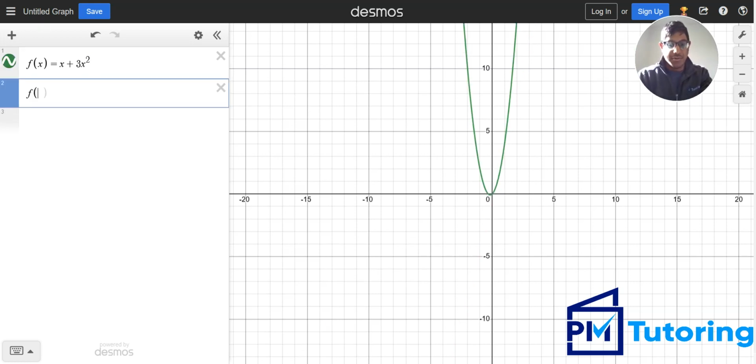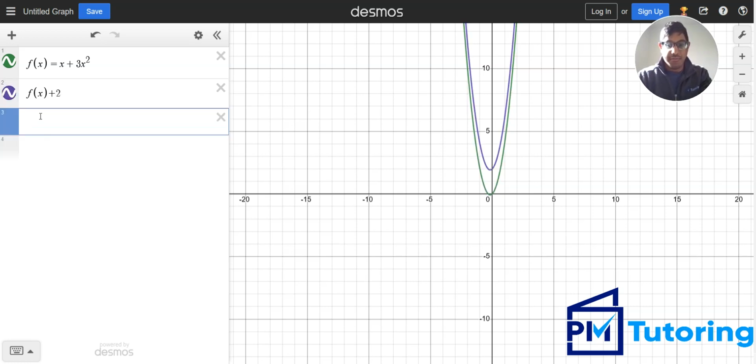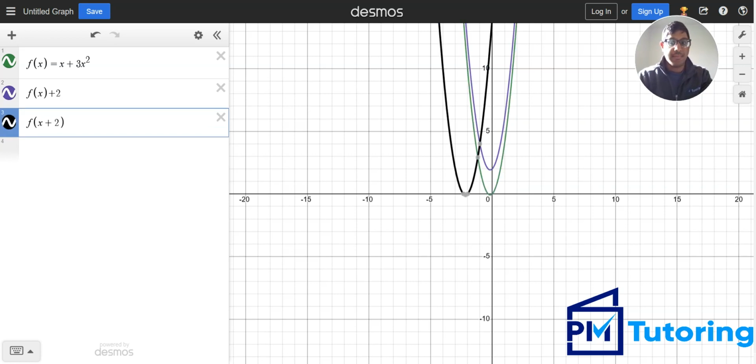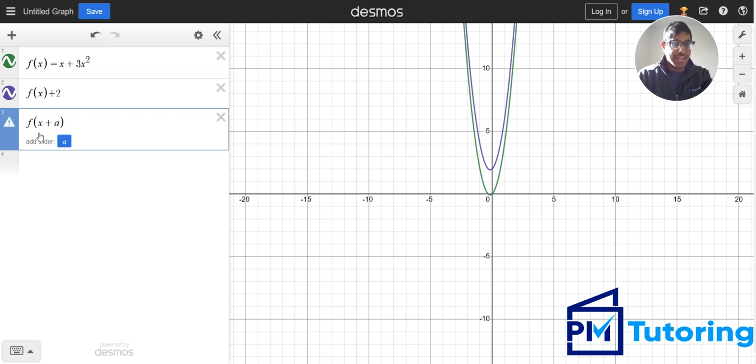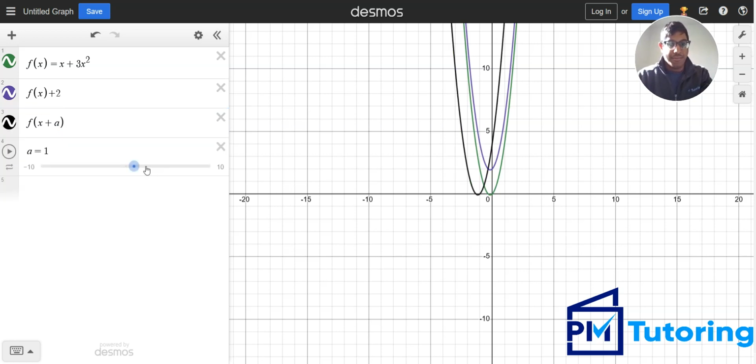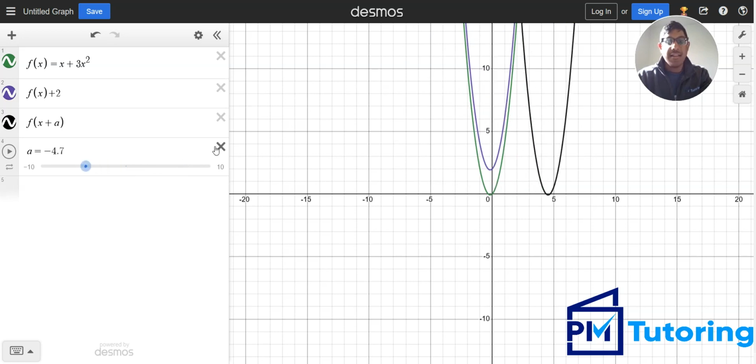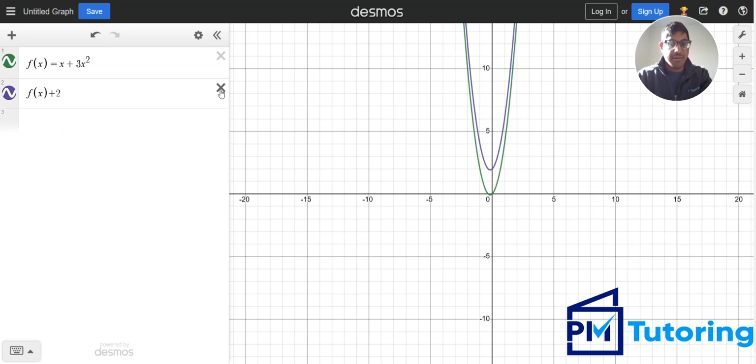And if we ever want to do anything with it down the line, like f of x plus 2, if we add 2 to it, or if we want to solve for, let's say, f of x plus 2, we could see all those differences there. We could perhaps change that to a and play around with that value, see what it does to the graph over there, shifting horizontally. So it's nice for visualization purposes.